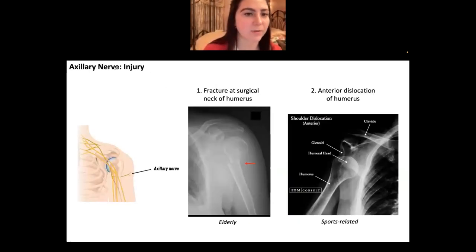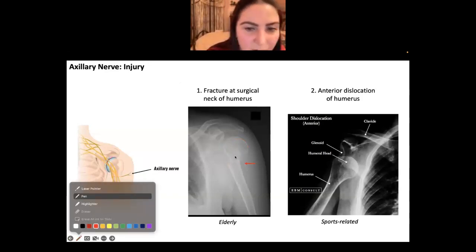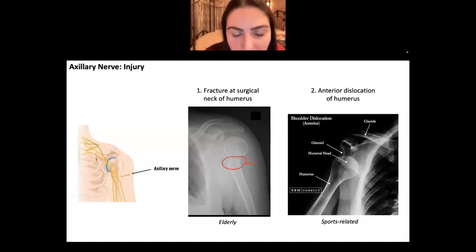But other things that can cause injury to the axillary nerve, like I said, pay special attention to where it is. It wraps around the top part of the humerus. So obviously, number one, fracture at the surgical neck of the humerus. The surgical neck is right where the axillary nerve is. That's the neck of the humerus. If you can imagine, this is the head, this is the neck. So you can see in this X-ray right here, there's a clear fracture. And obviously you can't see nerves in X-rays, but again, the axillary nerve wraps right here, so it can get affected by this injury.